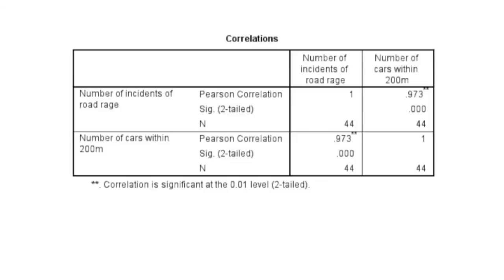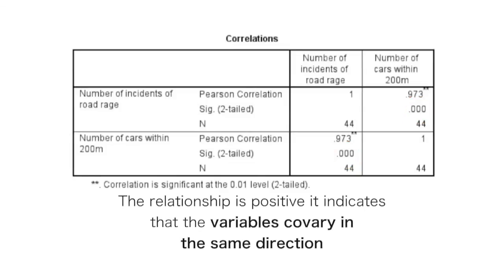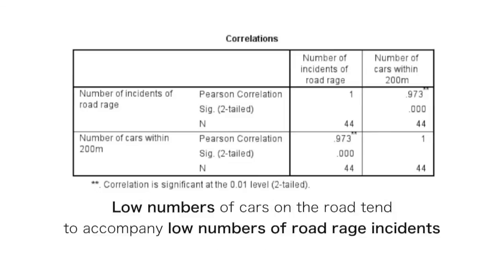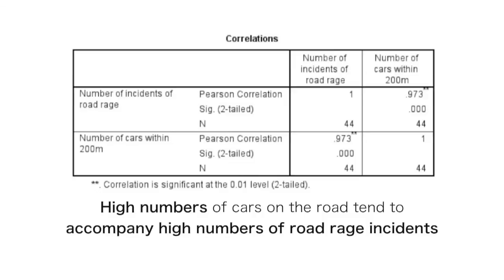And when you look at the second row, you can see that this correlation has a significance value of 0.000, which is significant. It's below the alpha level of 0.05. And since the relationship is positive, it indicates that the variables covary in the same direction. Low numbers of cars on the road tend to accompany low levels of road rage incidents, while high numbers of cars on the road tend to accompany high numbers of road rage incidents.